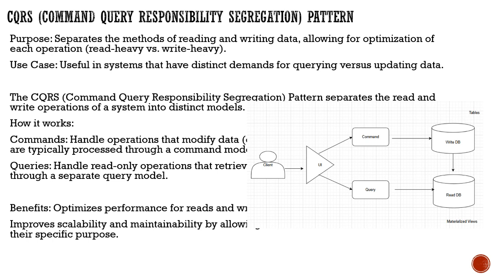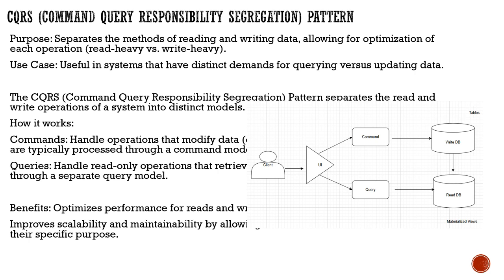Okay, so separating the read and write operations of a system into distinct models will give you better performance, and it will also handle the operations. Let's say for the command, right? It is going to handle the modify commands, which are going to be processed through a certain command, right? And the other one is the query model, which is going to handle all the operations that retrieve data from a separate query model.